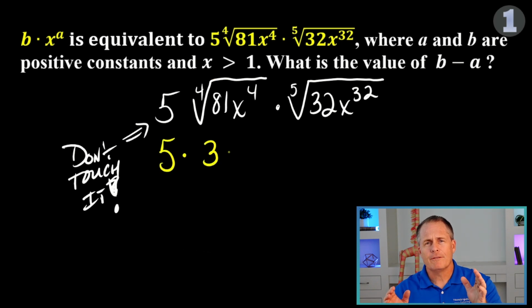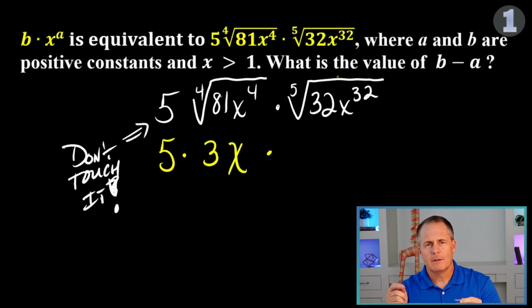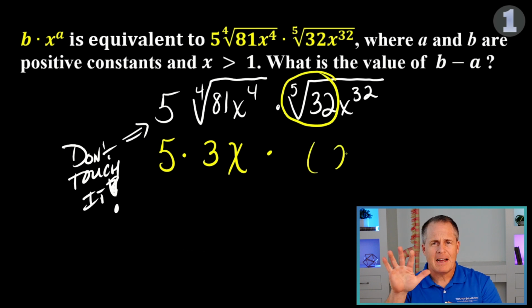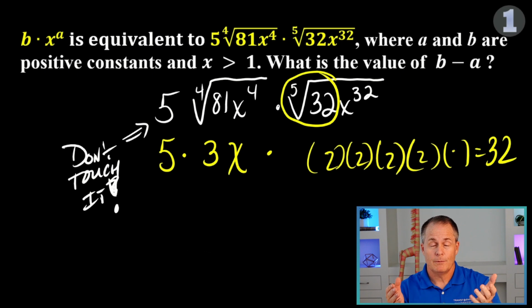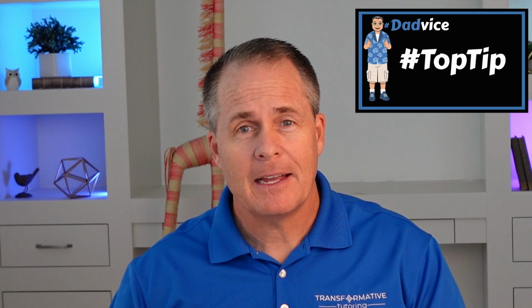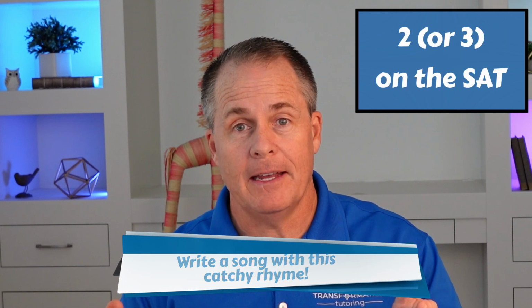Now, we need to find the 4th root of x to the 4th. That's just x. If we wanted to, we could rewrite it as a fractional power, and it's going to be x to the 4 over 4, which is just 1. So that's x to the 1st. Let's head back here to the 5th root. What number times itself 5 times is going to equal 32? Well, it actually has to be a pretty small number, and it's just 2. My years of experience have taught me it's almost always 2 or 3 on the SAT.